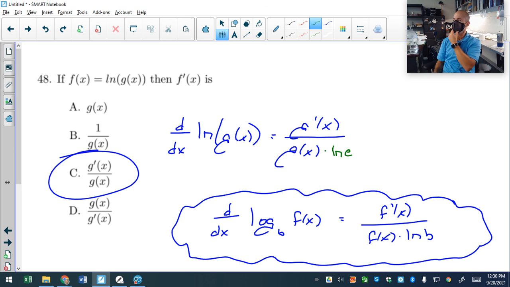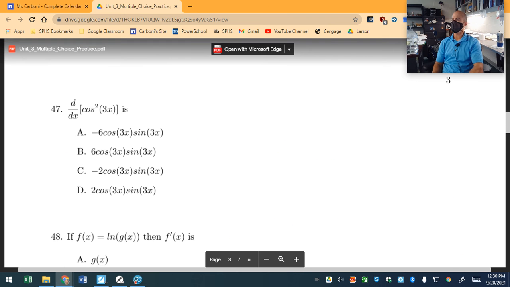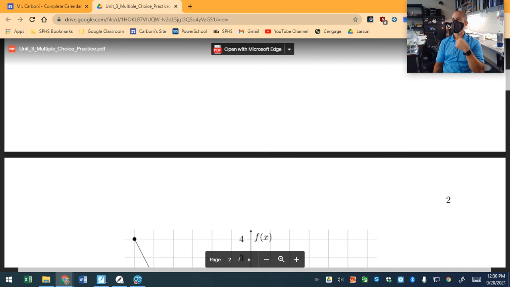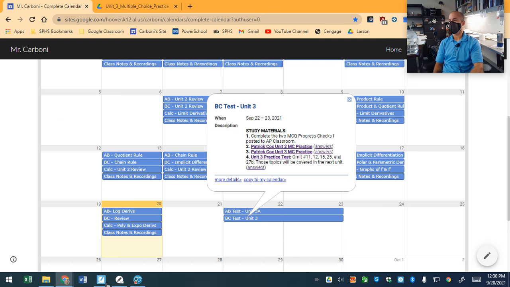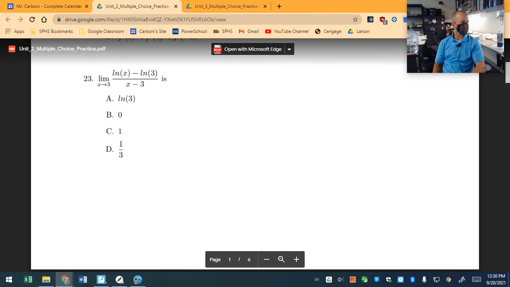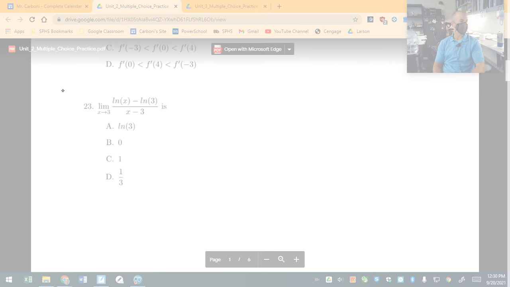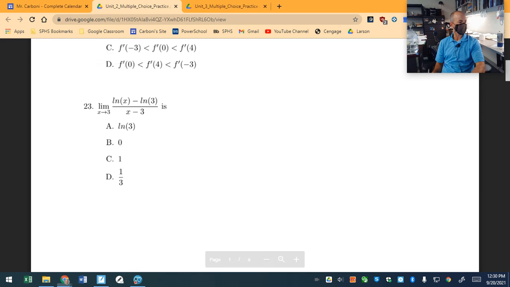Are we good? Is there another log on this sheet? That one was really straightforward. Oh, on the other, okay, so it's in unit 2 then. Number 23. Okay, 23 is a good one. There was one like this in the homework as well.